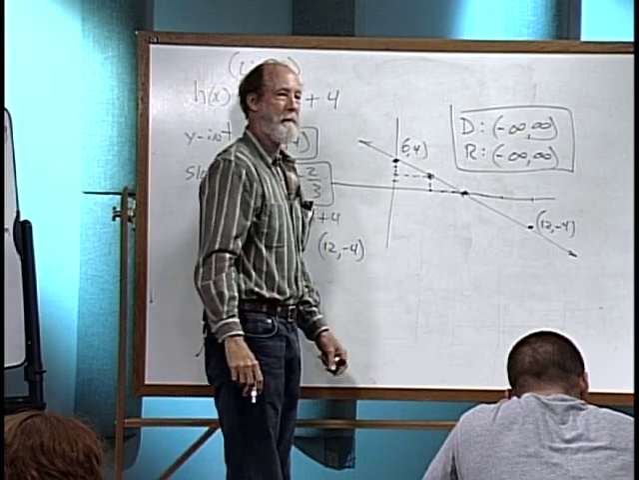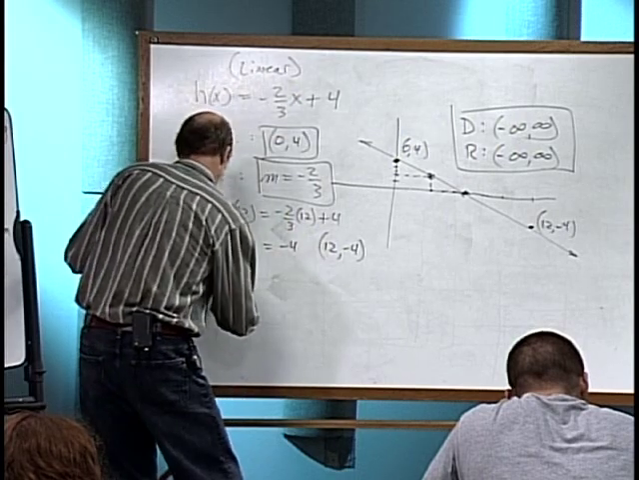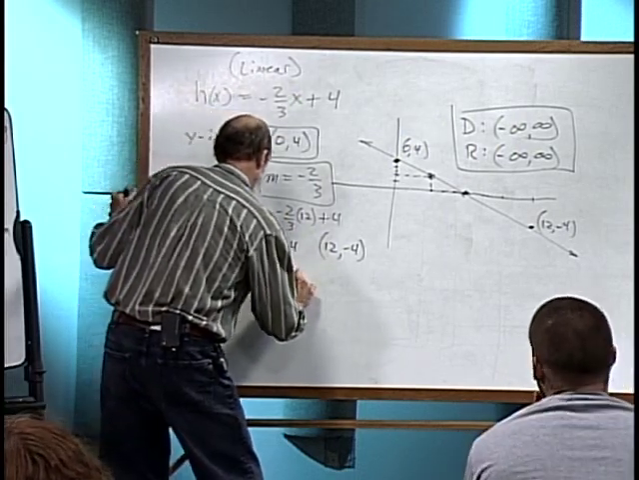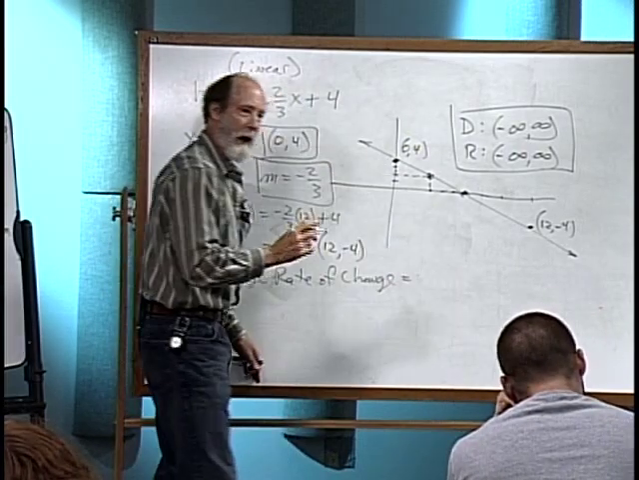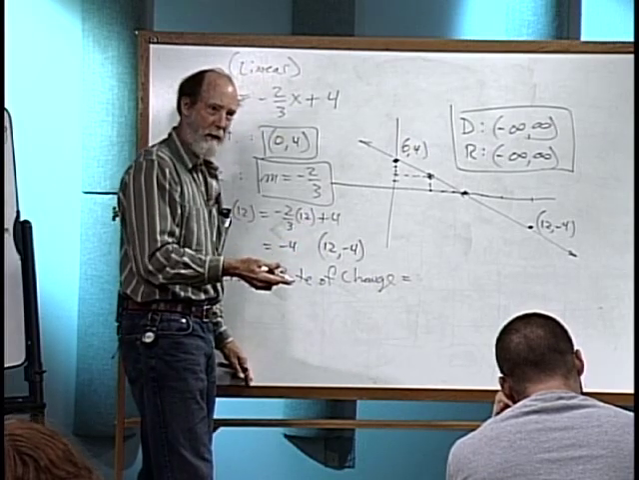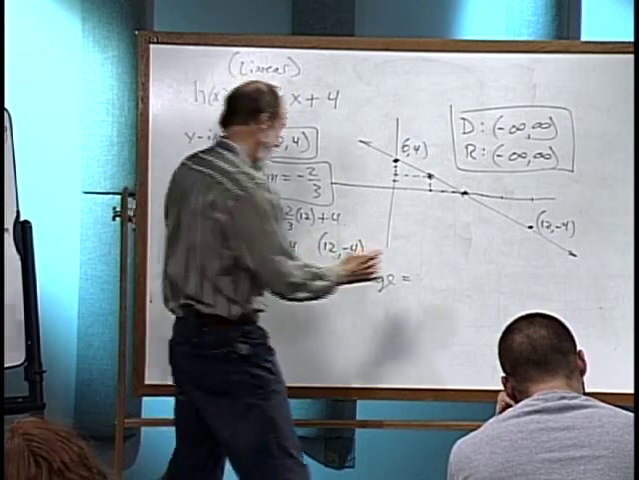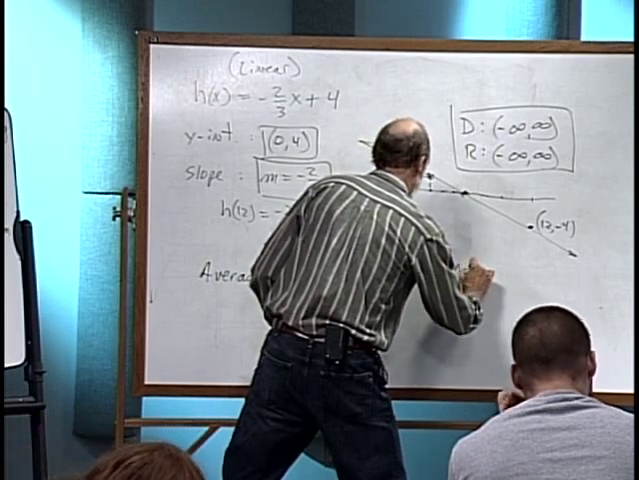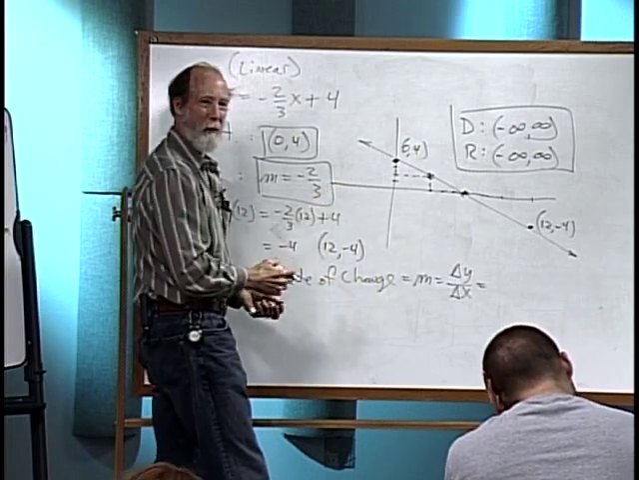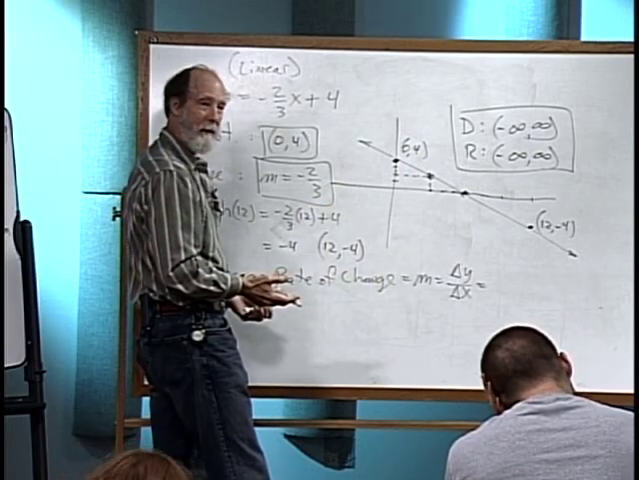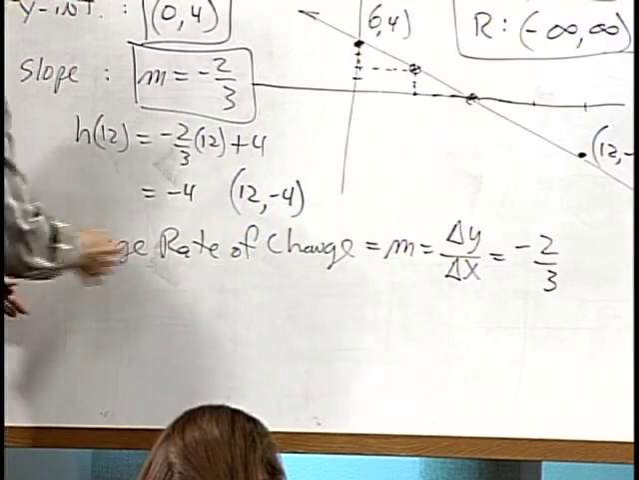Determine the average rate of change for it. Oh, average rate of change. All that is, and I've mentioned this previously, is the slope. It's the change in y divided by the change in x. And in this particular problem, since the behavior is linear, the slope, the average rate of change is -2/3. So there's your average rate of change.